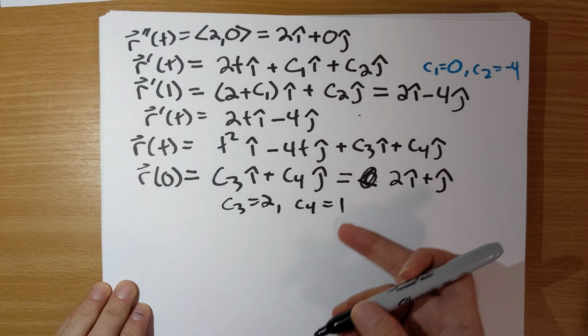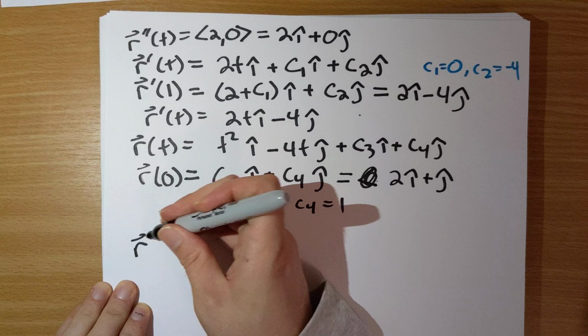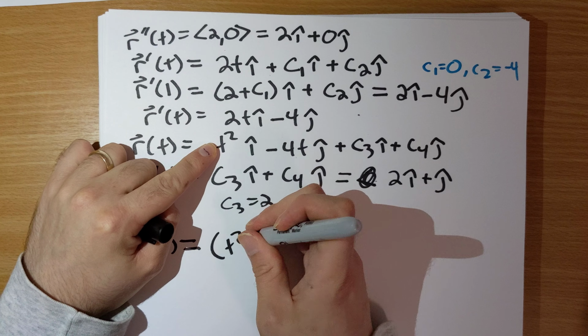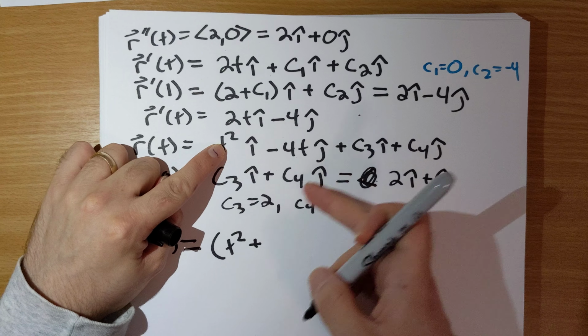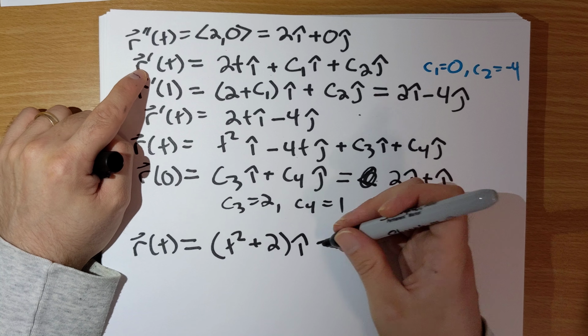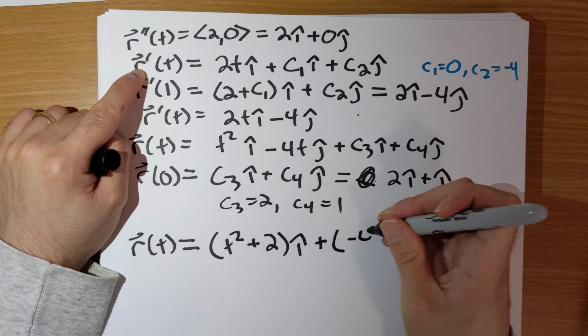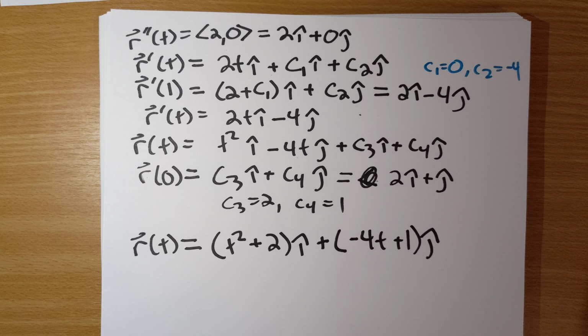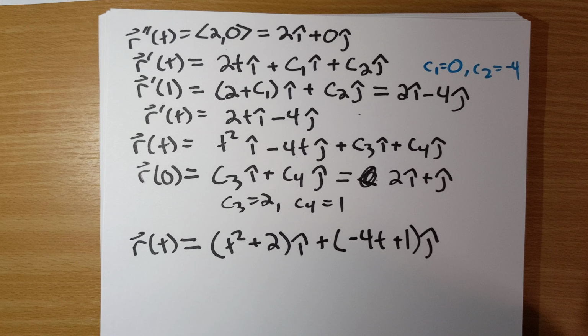So putting all of this together, what is r of t? r of t is t squared plus 2 times i hat, plus negative 4t plus 1 times j hat. So that is solving an initial value problem.